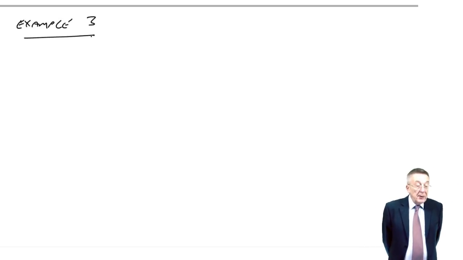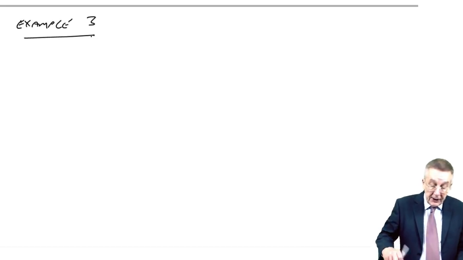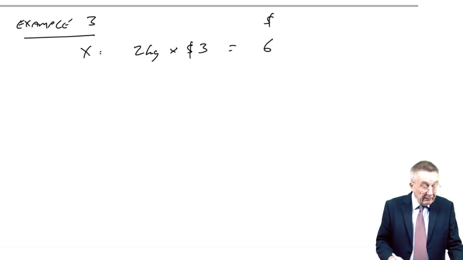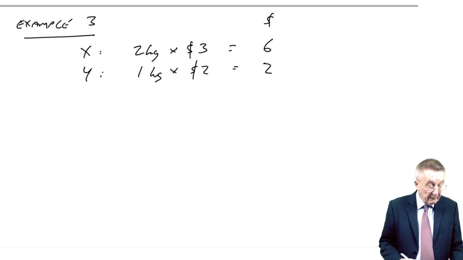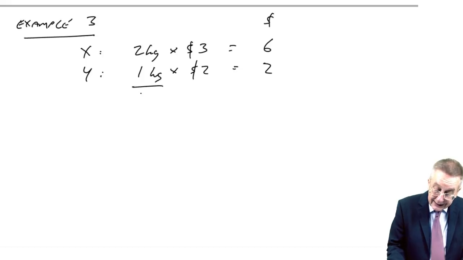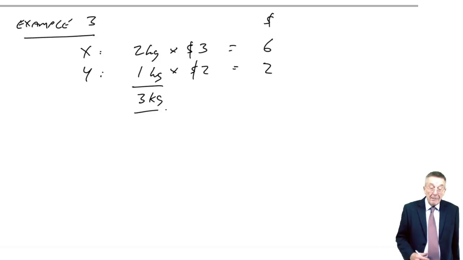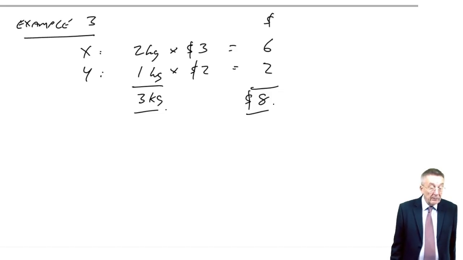The standard material cost per unit of a product is as follows. Material X, in fact I'll write this down, then I've got it in front of me. Material X, 2 kilos, $3 a kilo, $6. Material Y, 1 kilo, $2 a kilo, $2. And so in total, every unit should need 3 kilos of material, and each unit should cost in total $8.